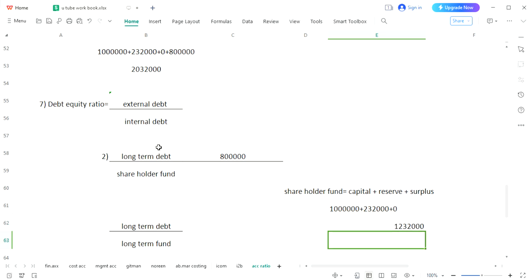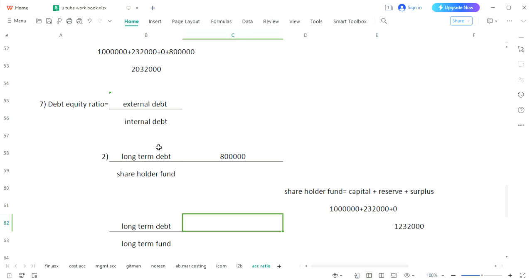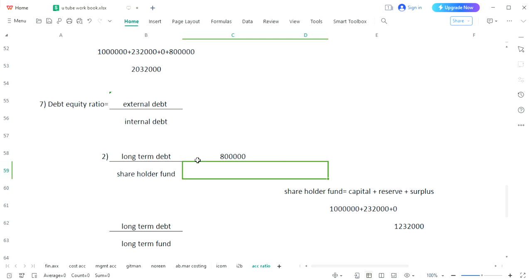I'm repeating so that you can understand it in a better way. So we have got our answer. This is your shareholder fund which was needed, 12,32,000. So guys, in this way the formula is completed, amounts have been entered. Now we are ready to calculate.